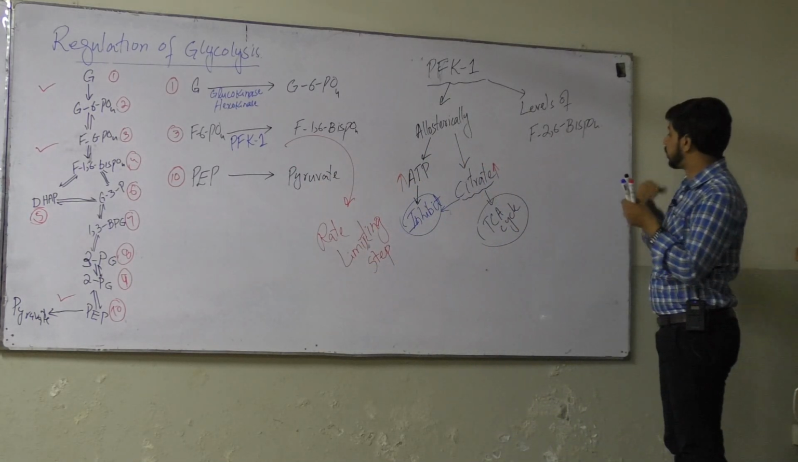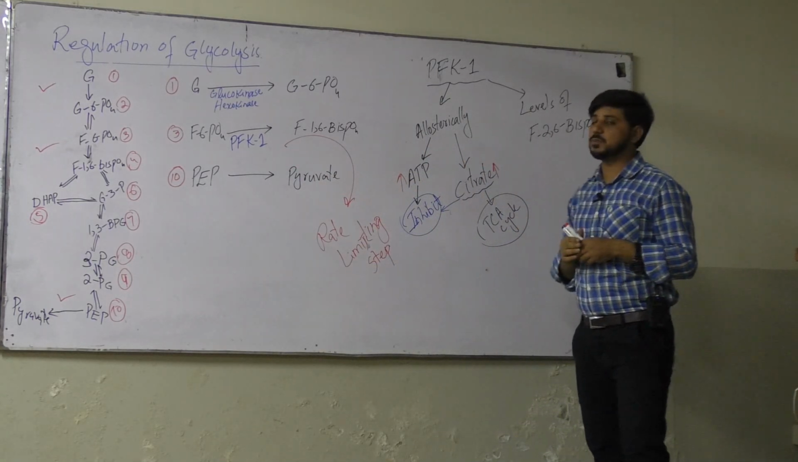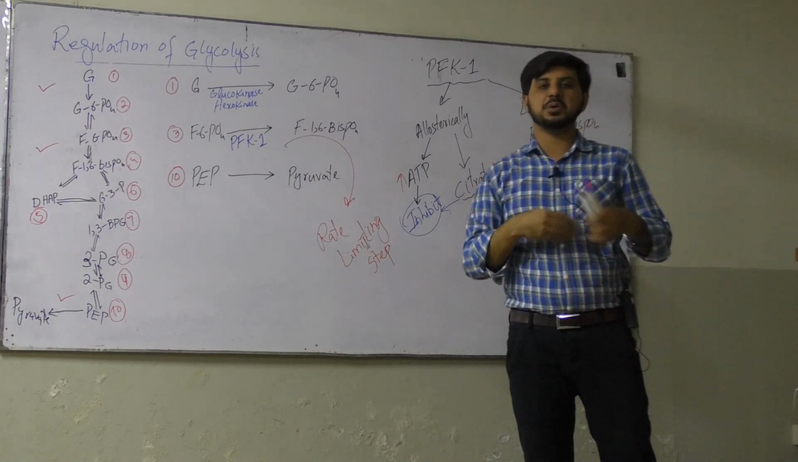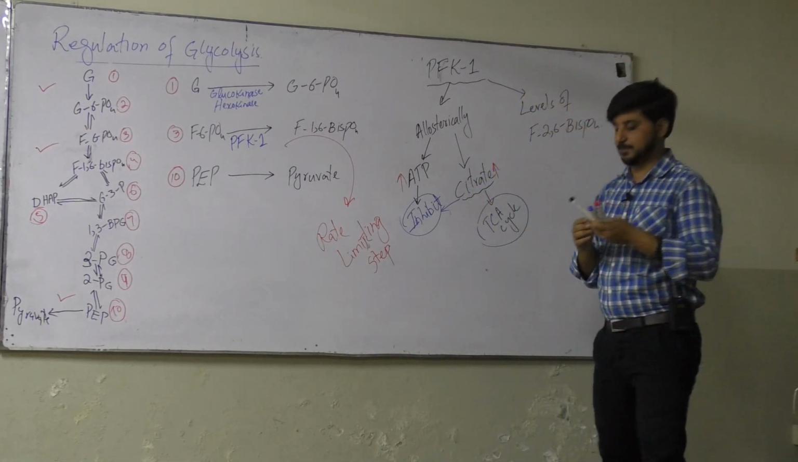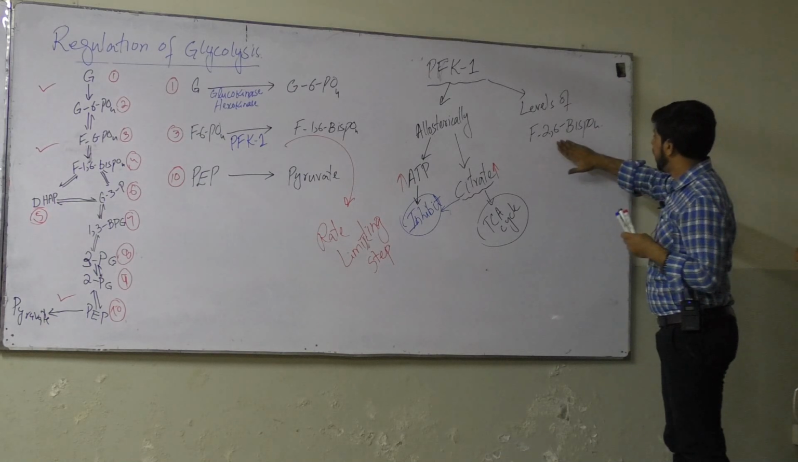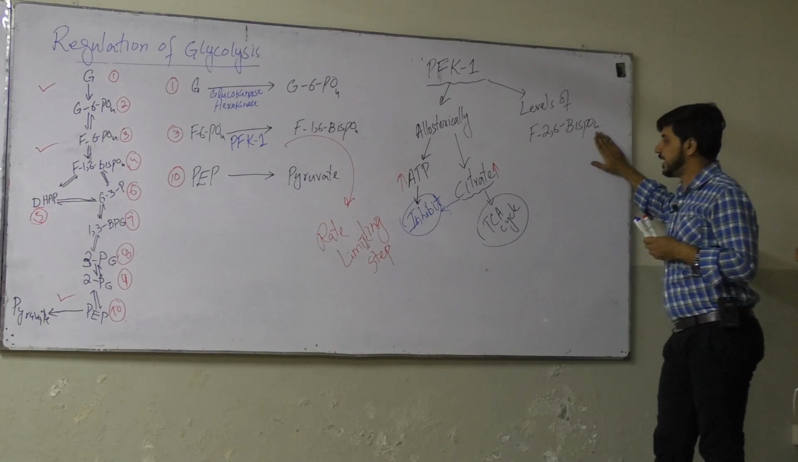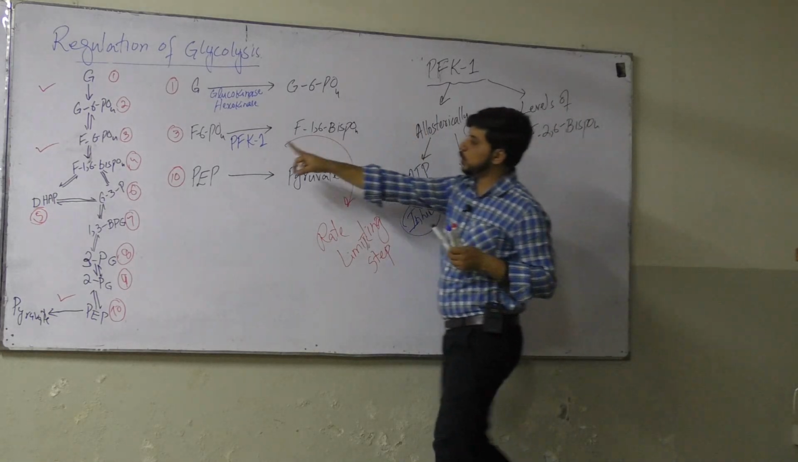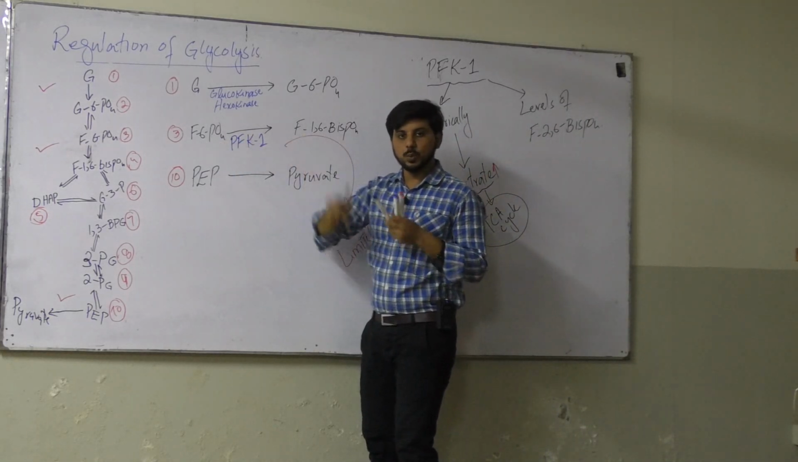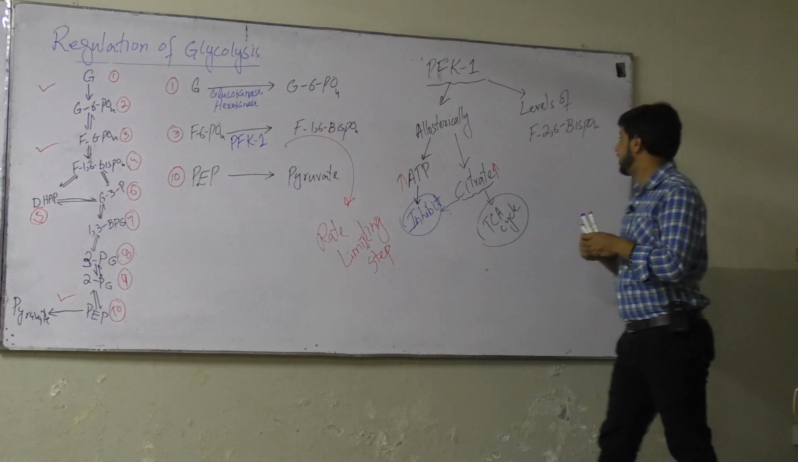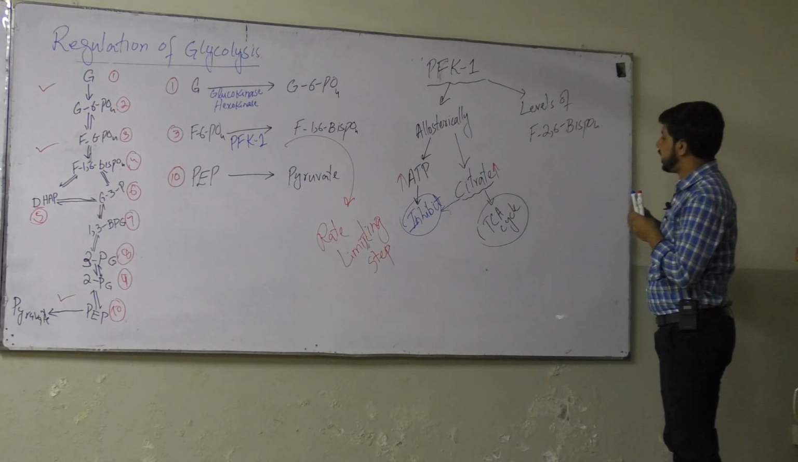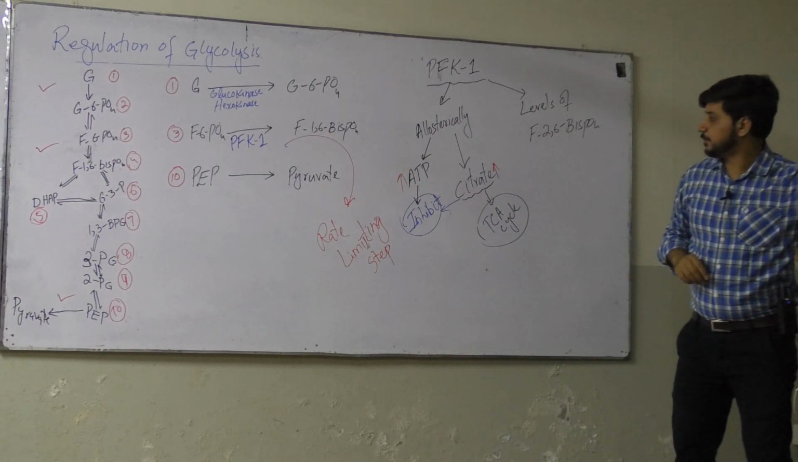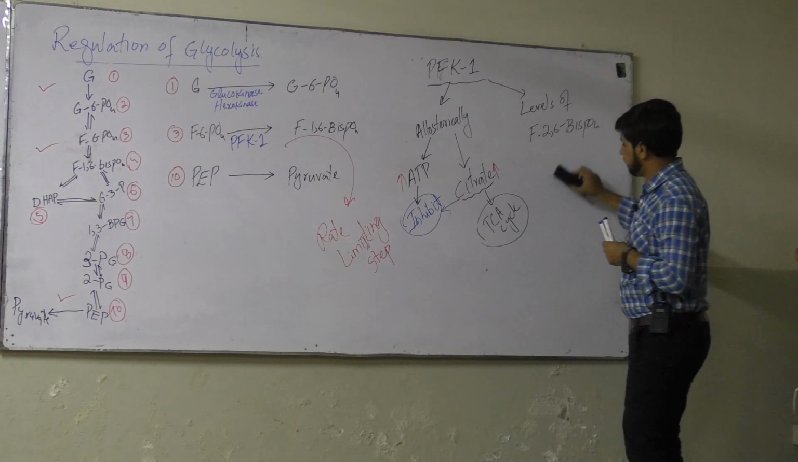But the question is how these fructose 2,6-bisphosphate molecules are produced or synthesized. The answer is that fructose 2,6-bisphosphate is synthesized from fructose 6-phosphate with the help of an enzyme which we name phosphofructokinase 1. So let me explain this.